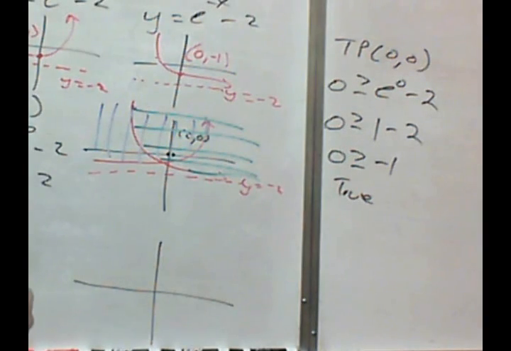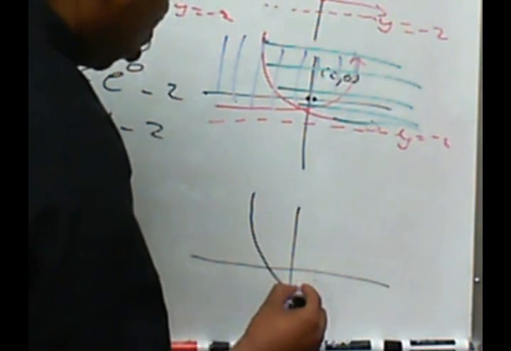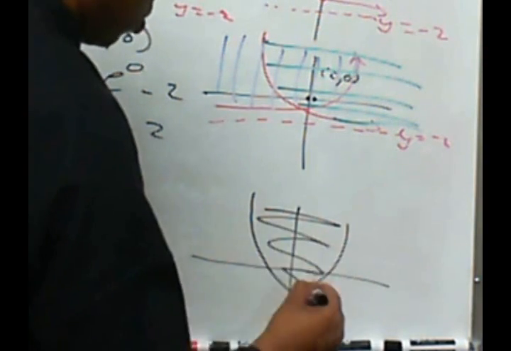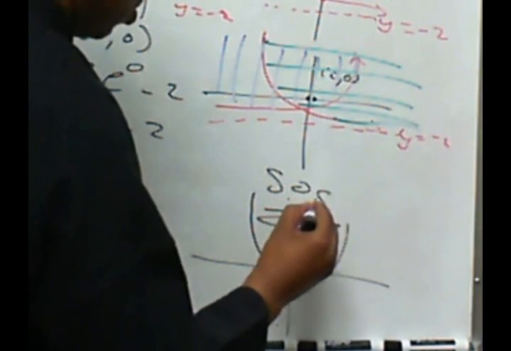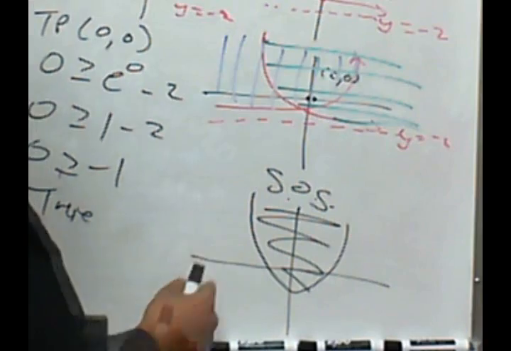So the solution of the system will be everything within this area right here. So the solution of the system will be within this area and the edge of the two graphs.